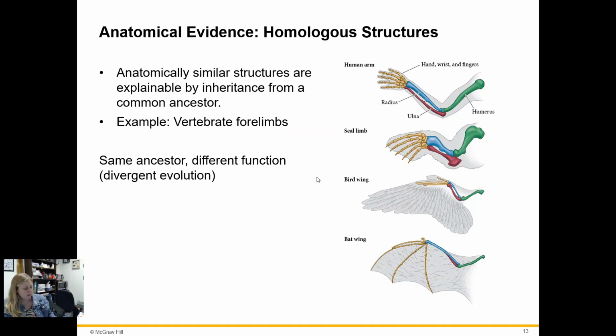The second of these is homologous structures. Now, homologous structures share a common ancestor, but now we have different functions for them. So if we look at the bones, for instance, in the different vertebrate forelimbs, it doesn't matter if I'm looking at a human or a seal or a bird or a bat, the bones are the same, but how the bones form is different because of the function those bones are needed to do. So in humans, right, we have our hand and we have our radius and ulna and our humerus. Seals, they have a much denser humerus and radius and ulna because they're moving through the water or moving on land and supporting themselves on their flippers.